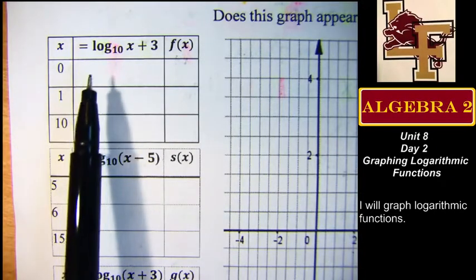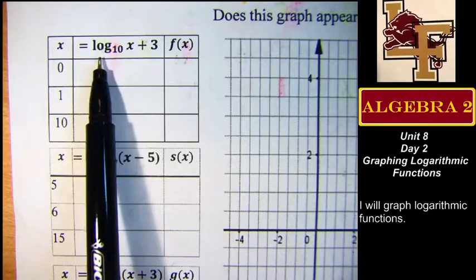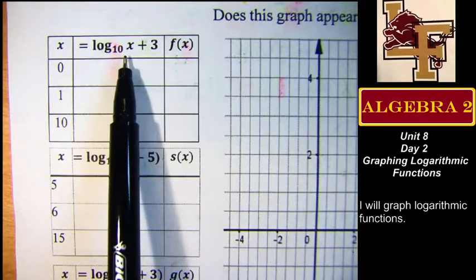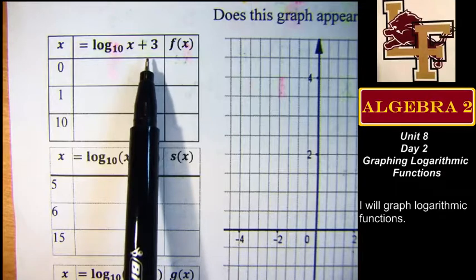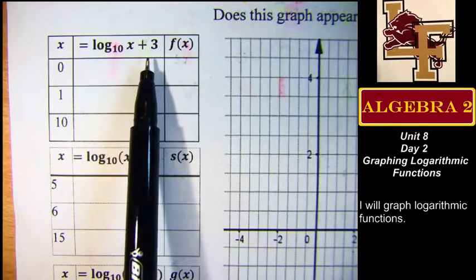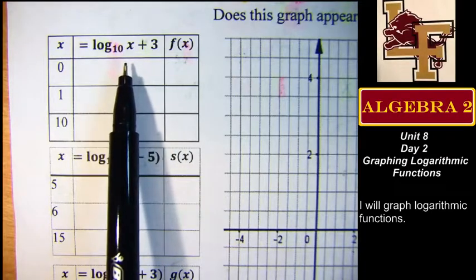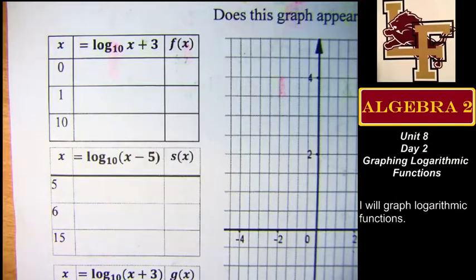I'm going to pause as I read it. Listen. Ready? Log base 10 of x, pause, plus 3. What do you think is happening first? There's a huge pause between the x and the 3. So first you figure out the log base 10 of x, and then at the end you add 3. I'm going to figure out the log x part first, and when I'm done, I'm going to add 3 to it.